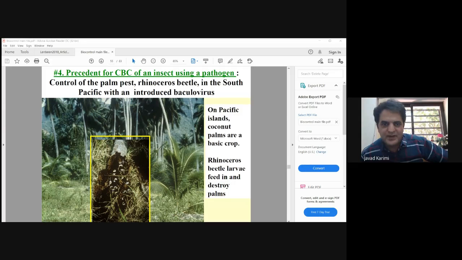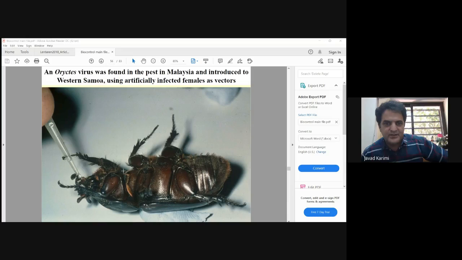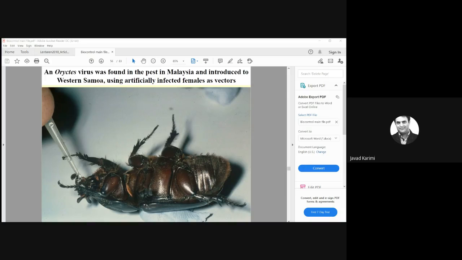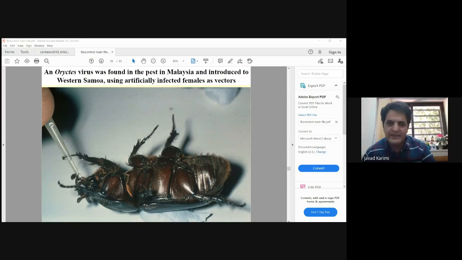So the scientists try to find the solution for this pest, to find a way to control the pest. So they check and survey it. Finally, they find a virus, a baculovirus, a microorganism. So they treat the adult beetle with the virus. You can see the man who inoculates the virus solution into the insect. The insect flies to the tree and spreads the virus.